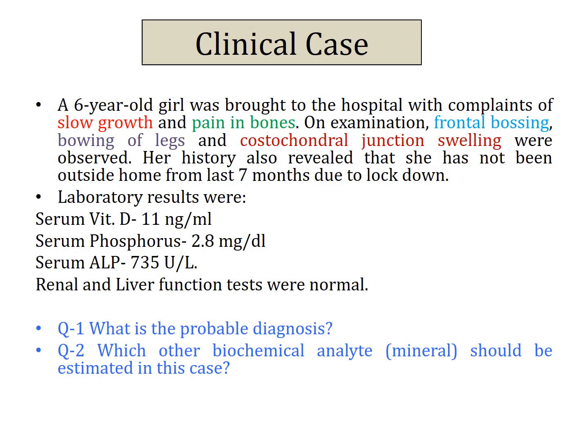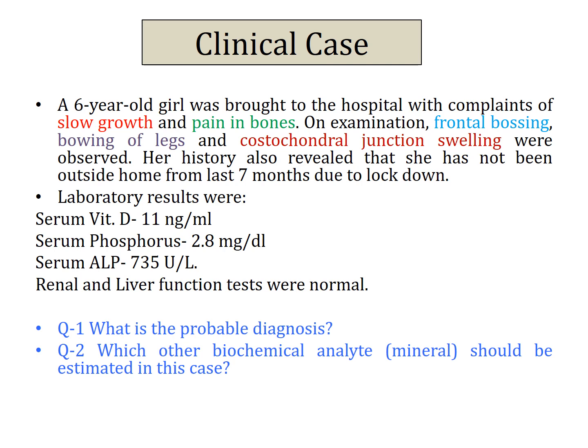This is the case. A 6-year-old girl was brought to the hospital with complaints of slow growth and pain in bones. On examination, frontal bossing, bowing of legs, and costochondral junction swelling were observed. Her history also revealed that she has not been outside home for the last 7 months due to lockdown.